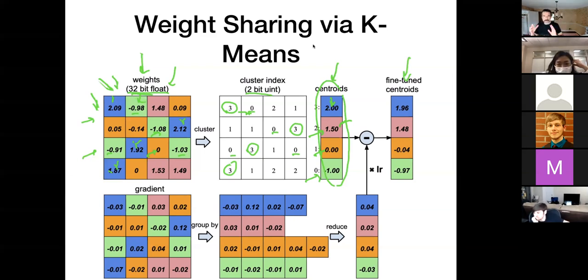So this is the key idea behind this interesting way of doing quantization. Any questions about this?